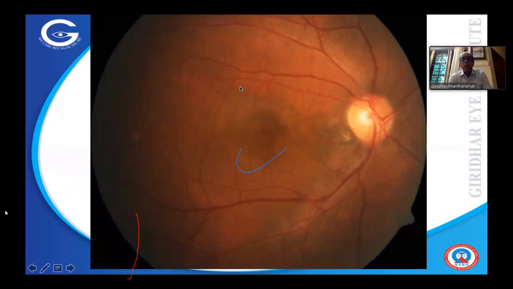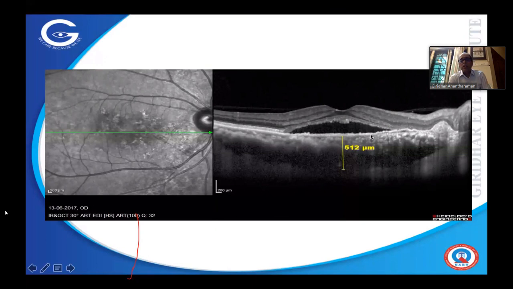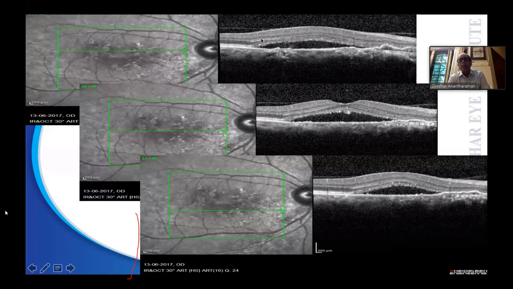This is another particular case just to show you, again, a similar masquerade. Why it is very important for us to do the OCT carefully. Now, if you do the OCT carefully, you see this small irregular area here. You see it all around, from top to bottom. You can see this slight elevation. And as an experienced retina specialist or a medical retina specialist, you know that there is a neovascular membrane here.